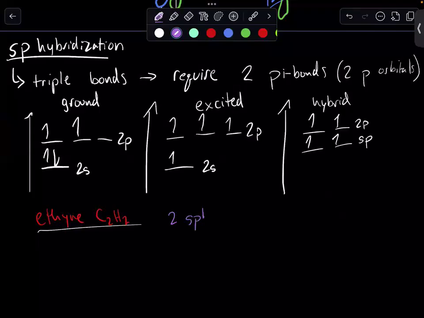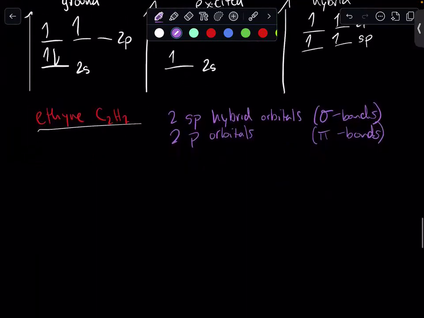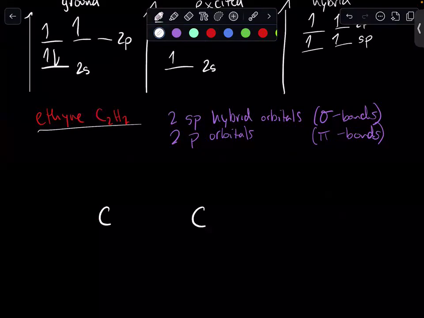In our example of ethyne, what we're going to notice is specifically, we're going to have two sp hybrid orbitals, and those will form our sigma bonds, and two p orbitals, and those are going to form our pi bonds. So this hybridization very much goes hand in hand with our idea of bond types. So let's go ahead and now visually represent this. So we're going to have hydrogens on either end, and we're going to have our hybrid orbitals.